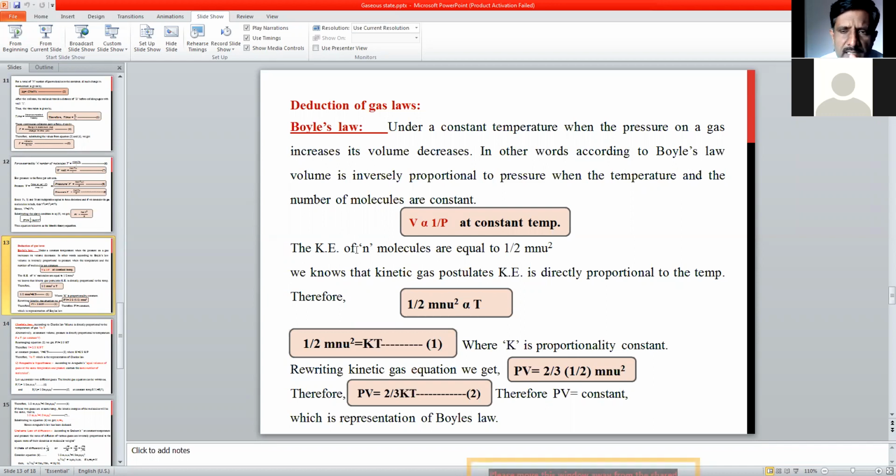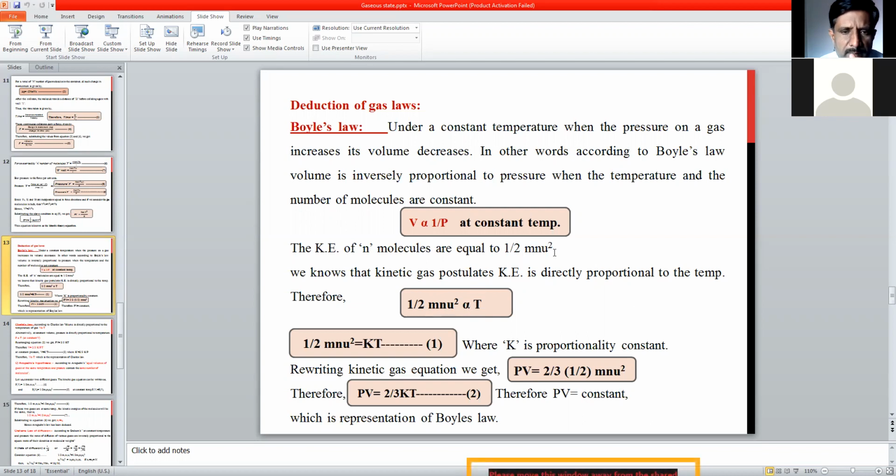The kinetic energy of n gas molecules, as you have already studied, is equal to 1/2 mnu square. We know that this kinetic energy is directly proportional to the temperature. In the postulates of the kinetic theory of gases, we studied that the kinetic energy of a gas molecule is directly proportional to the temperature. If you increase the temperature, the kinetic energy of the gas molecule increases. If you decrease the temperature, the kinetic energy decreases.